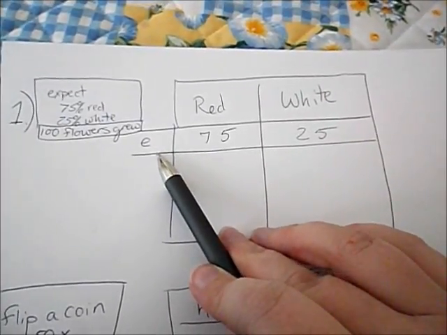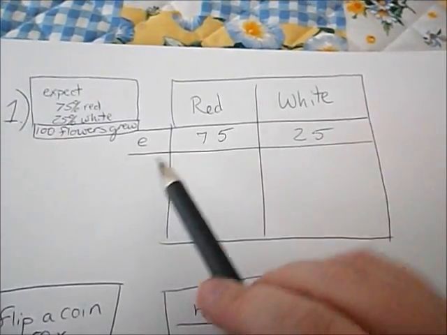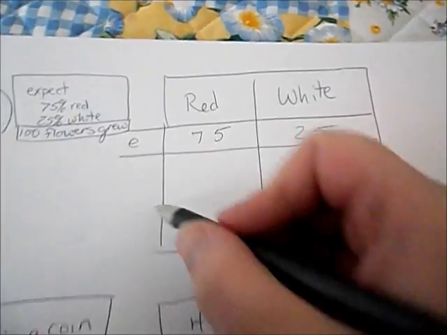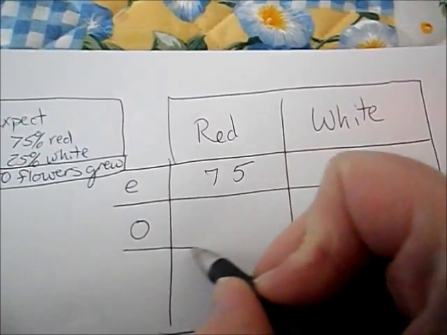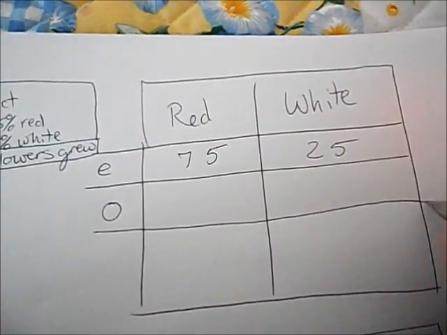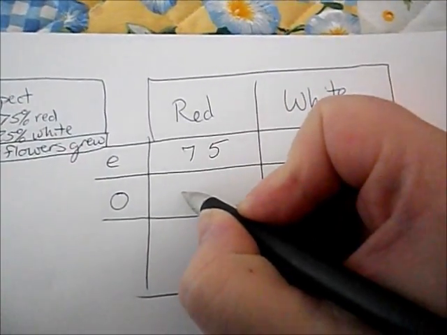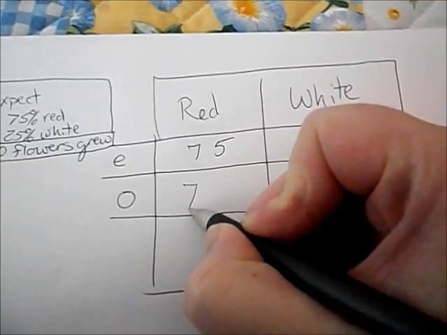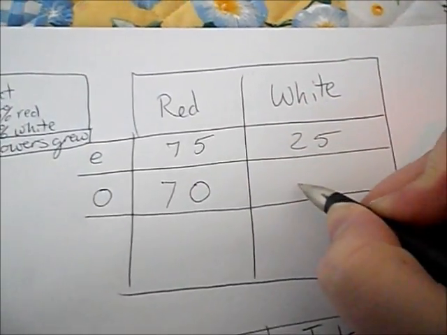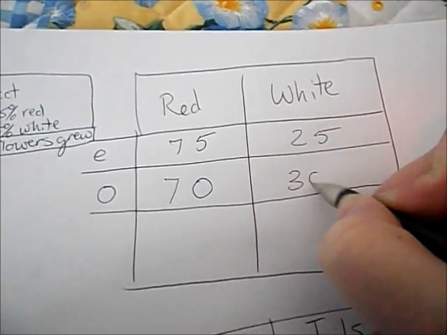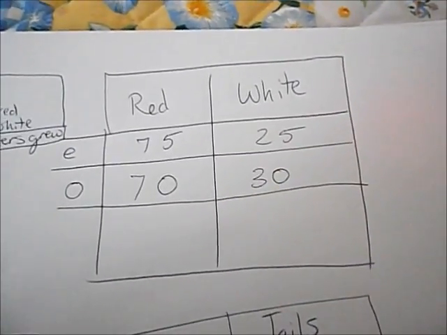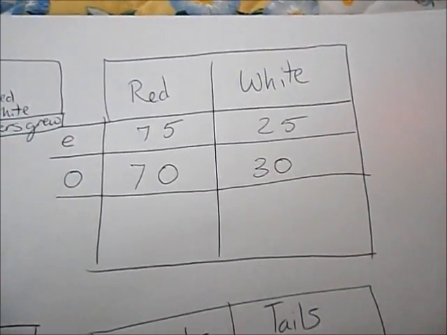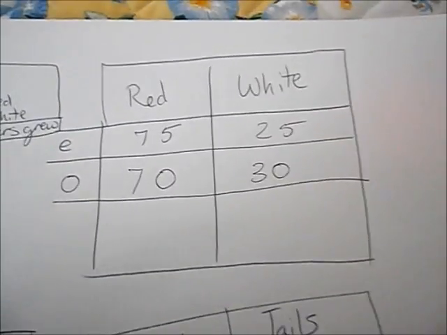We have to be able to predict an expected value in order to use this type of test. We also need to be able to observe what happens, and that's what the O stands for in our equation. So let's figure out what we observe. If we actually observed 70 red and 30 white flowers, that sounds pretty close to what we were expecting, but it's not quite the same. There's more white than what we were expecting.